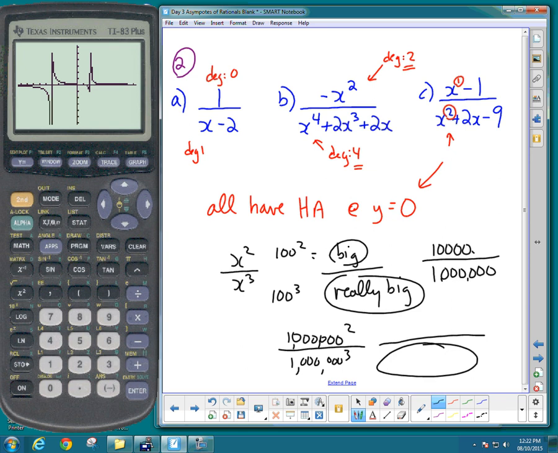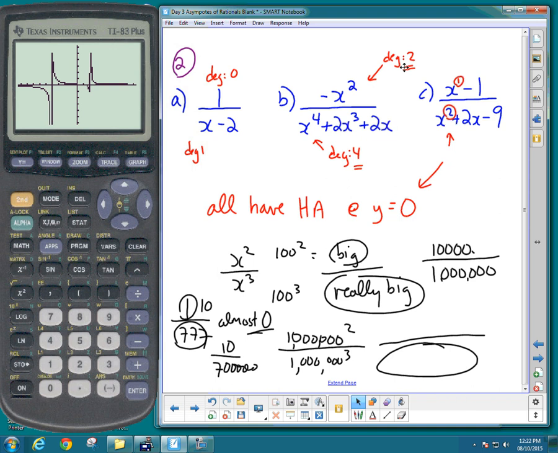And we know fractions, when the number is really big on the bottom, and the number on the top isn't quite as big, this is almost 0. Even if I change this to like 10 over 77 is a small decimal. 10 over 777 is even smaller. And 10 over 7 million is almost 0. So when you have a degree on the bottom that is bigger than the top, when you put in huge numbers, they're always going to go almost to 0. They're not going to go exactly to 0. That's why it's a horizontal asymptote.